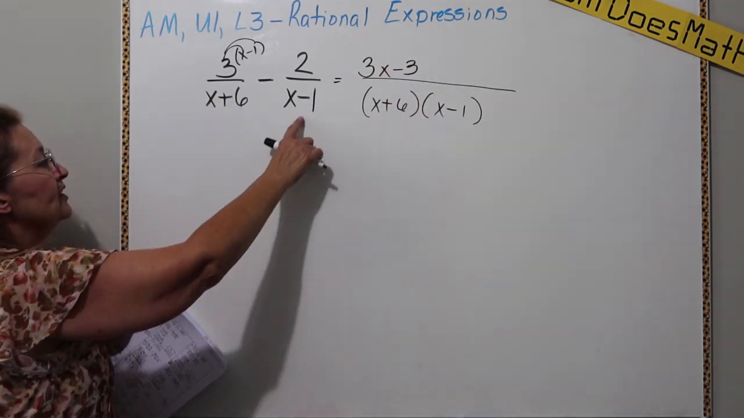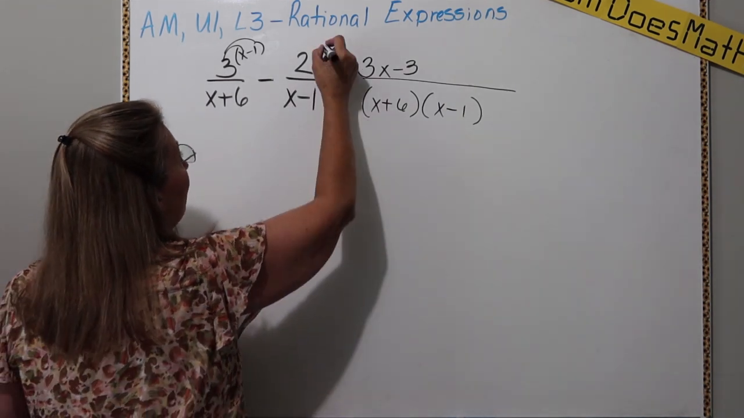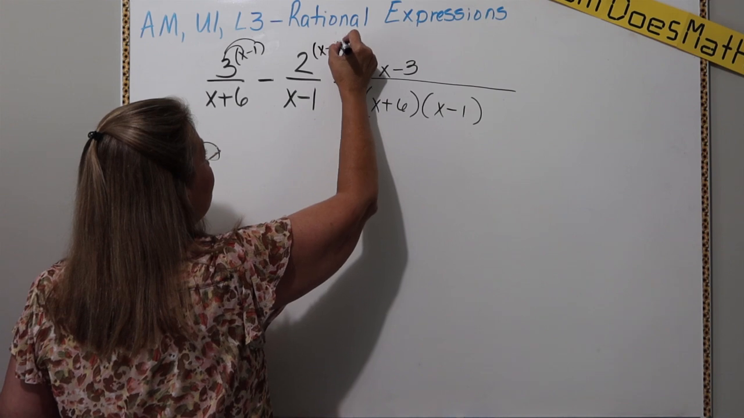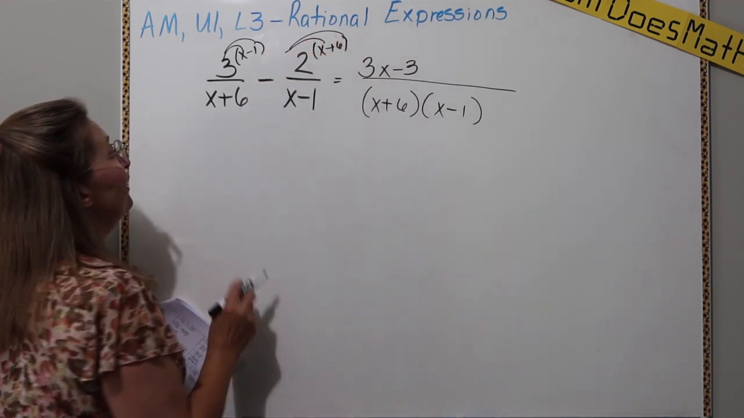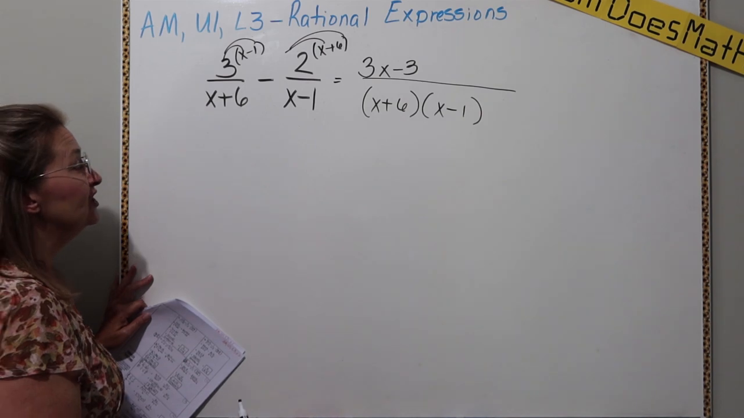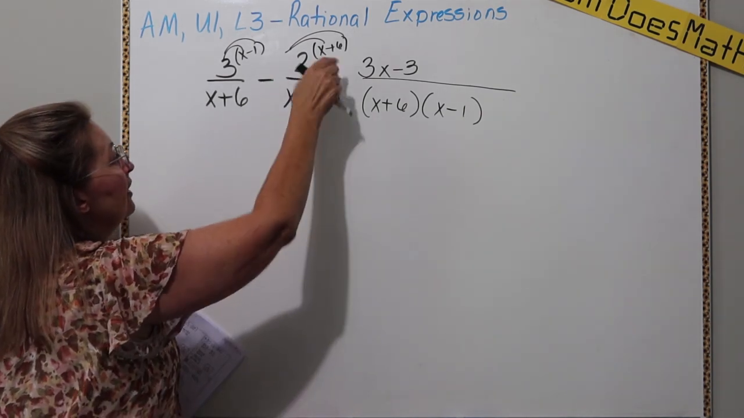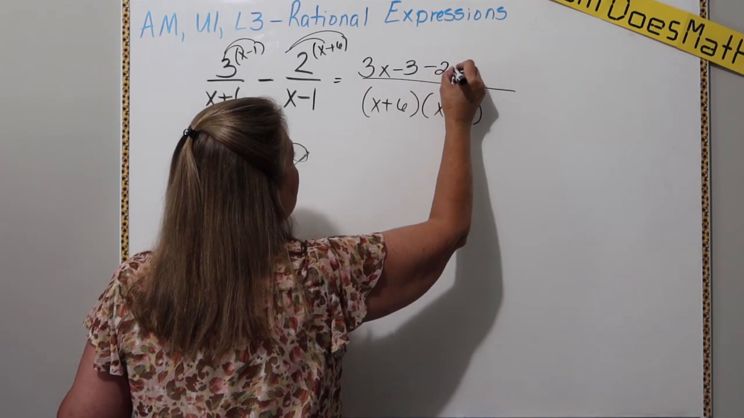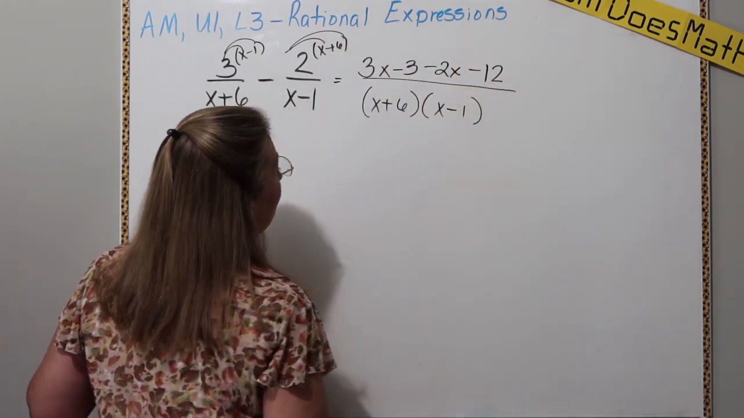All right, let's look at this denominator. What did you multiply this by to get your new one? Well, you multiplied it by x plus 6. And once again, we can go ahead and distribute right here. And if you want to save an extra step, go ahead and distribute negative 2. Okay, so that's going to give you negative 2x or minus 2x and minus 12.